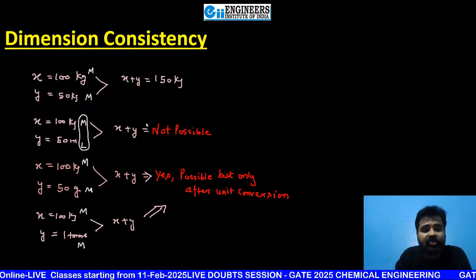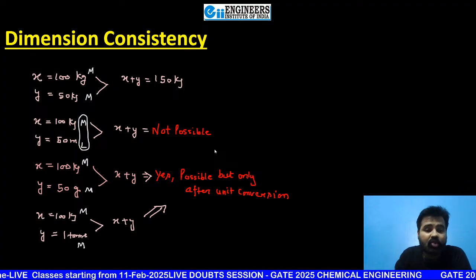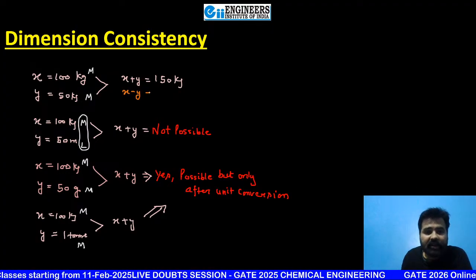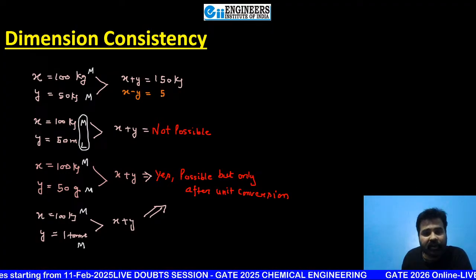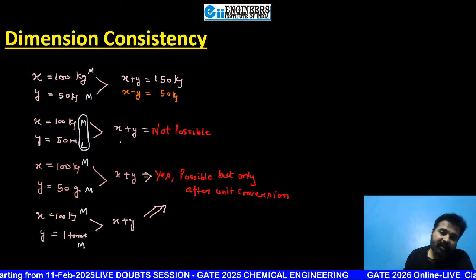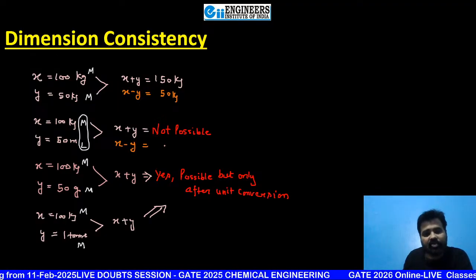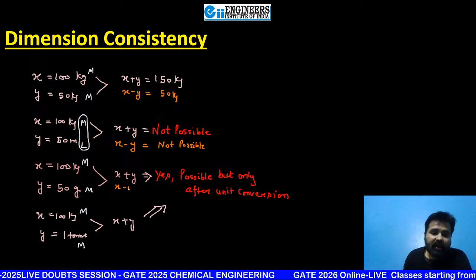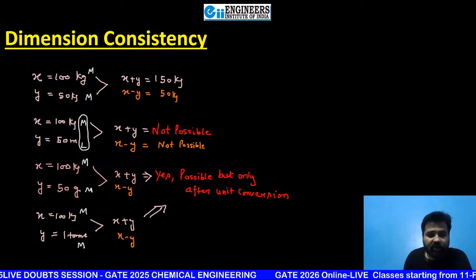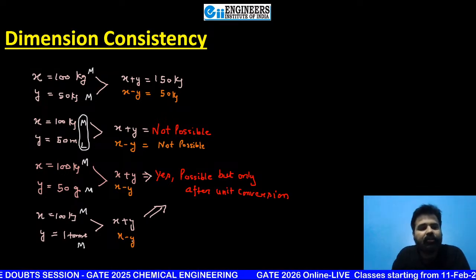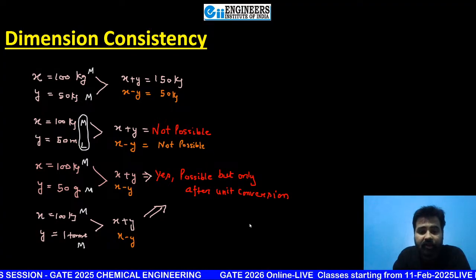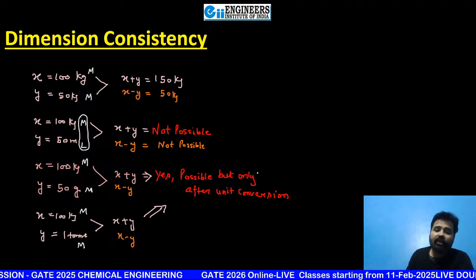Now the same thing, my dear students, you can also write for subtraction. Like x minus y here is 100 minus 50 kg, which is 50 kg, beta. If you check x minus y where dimensions differ, again it is not possible. But where x minus y is between kg and gram, or kg and ton, these are possible, but only after conversion.